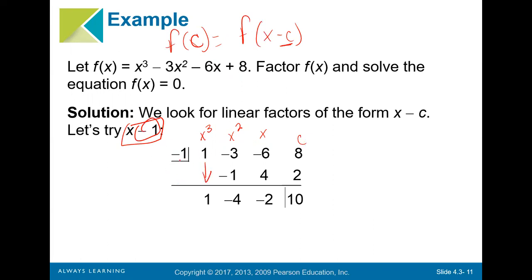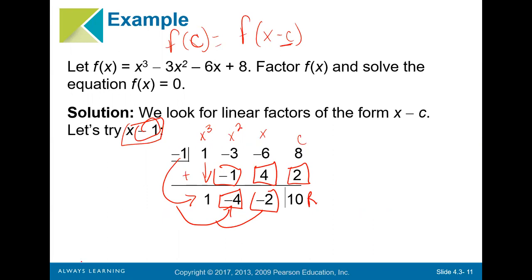Bring down this 1, then we say negative 1 times 1, which is negative 1. Let's add negative 3 plus negative 1 gives me negative 4. Negative 1 times negative 4 is positive 4. Negative 6 plus 4 is negative 2. Then negative 1 times negative 2 is positive 2. 8 plus 2 is 10. That's my remainder.